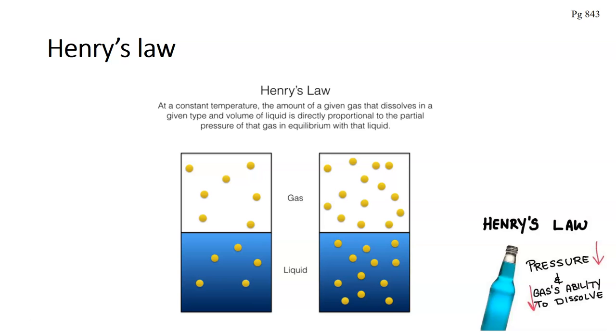In terms of Henry's law, at a constant temperature, the amount of a given gas that dissolves in a given type and volume of liquid is directly proportional to the partial pressure of that gas in equilibrium with that liquid. On the right-hand side, we can see that we have more gas molecules, and hence, more of the gas will be dissolved in the liquid. On the left-hand side, less gas molecules, less gas is dissolved in the liquid. The amount of each gas that dissolves depends on the solubility and the temperature.